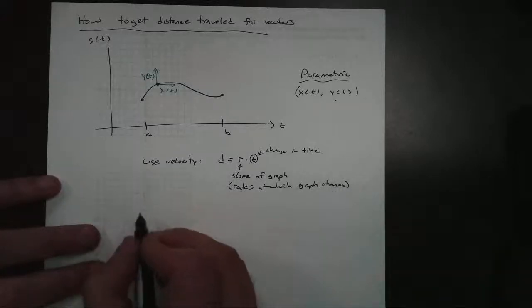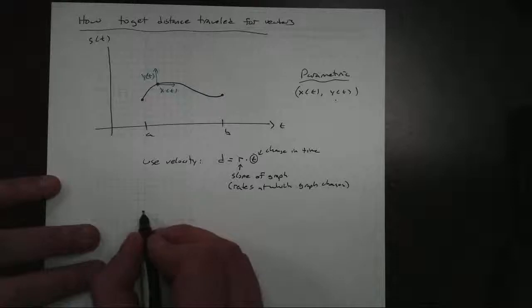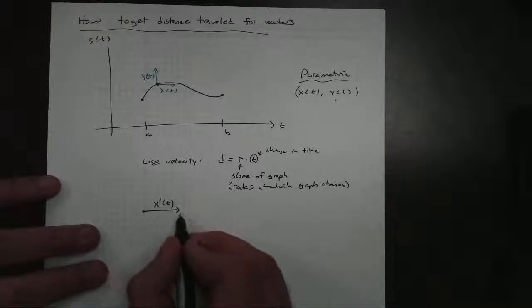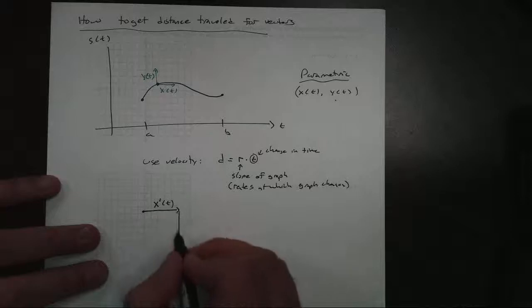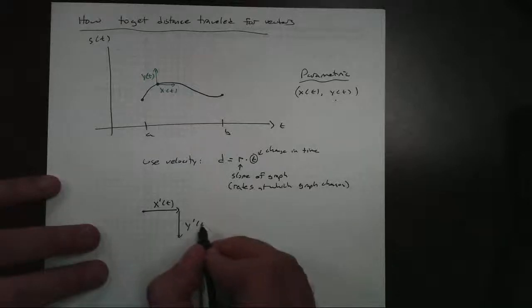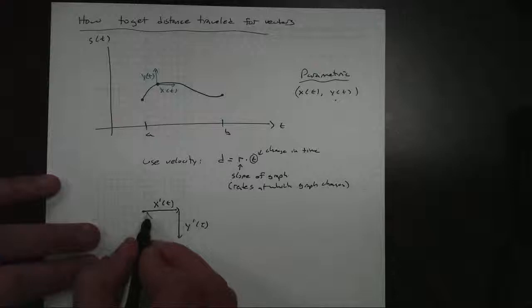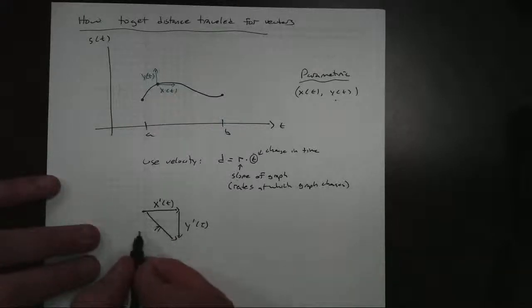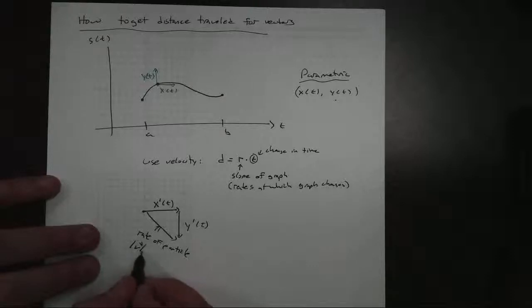So if I take a look at my particle here, I'm going to use the head to tail method. Horizontally, I know the particle is moving at this rate, x prime of t. Vertically, it's going up, and that rate is y prime of t. Well, if I want to find this distance right here, this distance is the actual rate of the particle. That's how fast the actual particle is moving. We call that the magnitude of the particle.